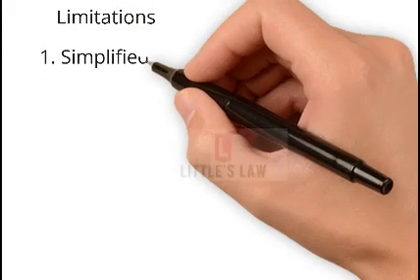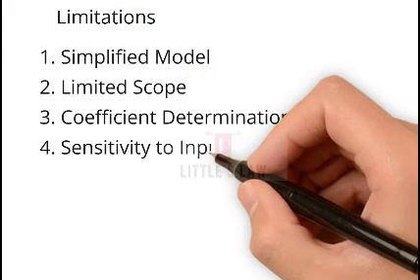When it comes to the limitations, we have the simplified model, where the law provides a simplified model that assumes linearity and may not capture all the complexities and non-linear relationships of real world systems. Next comes the limited scope, where the law focuses on factors like throughput, contention, and coherence, but may not consider other performance aspects such as disk input output or network latency. Then third comes the coefficient determination, where determining accurate values for alpha and beta requires analysis and estimation and may not capture all the nuances of a specific system.